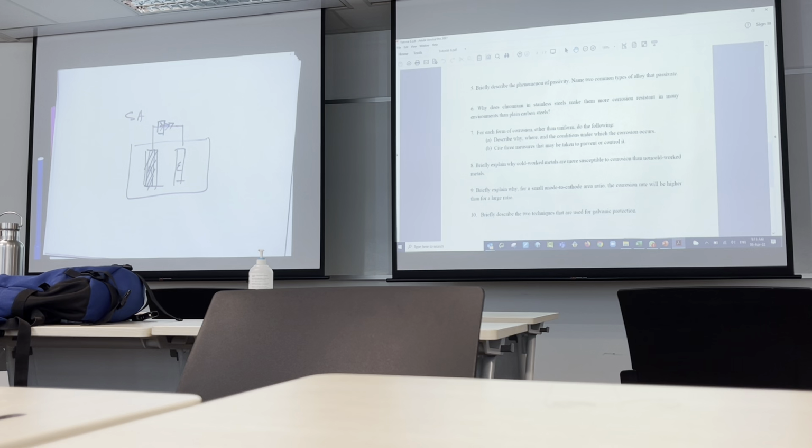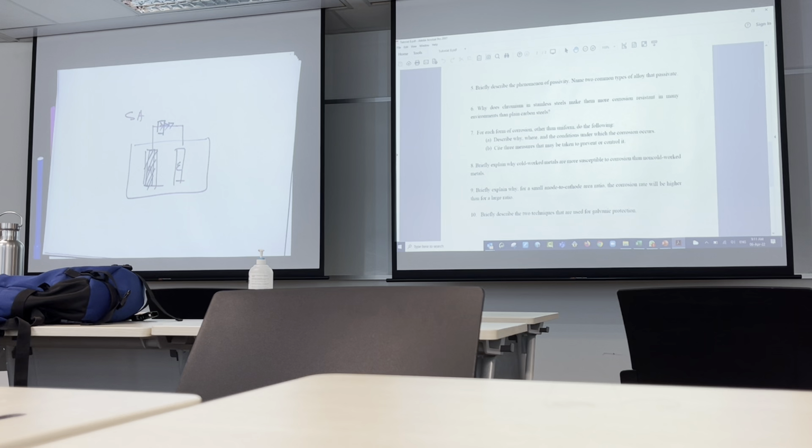So for example, you have a structure that you want to actually protect. You can actually hook it to the mains, so you give it an electron. The idea is I try to prevent this thing from being the anode.